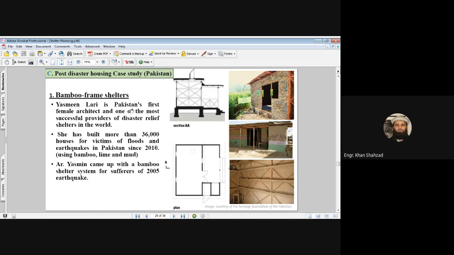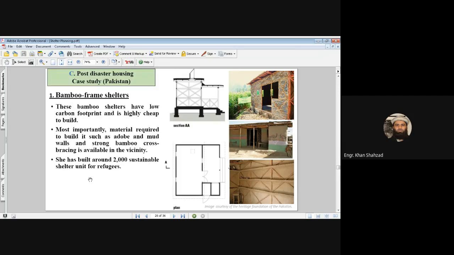Yasmin Lari is Pakistan's first female architect and one of the most successful providers of disaster relief shelters in the world. She has built more than 36,000 houses for victims of floods and earthquakes in Pakistan since 2010 using bamboo, lime, and mud. Architect Yasmin came up with the bamboo shelter system for sufferers of the 2005 earthquake as well.